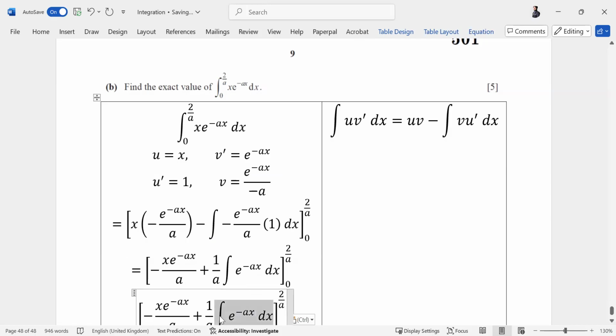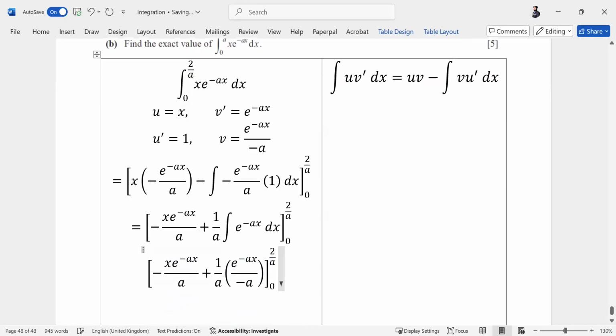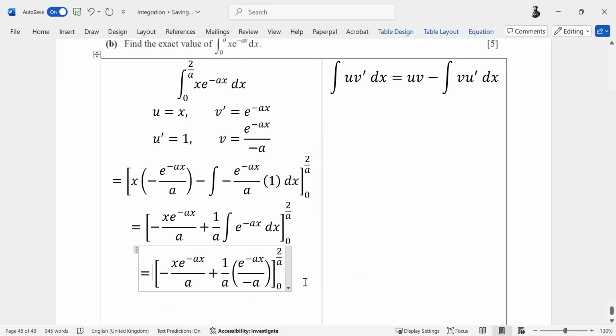And the integral of this is e to the power minus ax upon negative a. Make sure you simplify because all of this will become very chaotic very soon. So simplify a little and make it easy for yourself. Up to here, everything is clear.